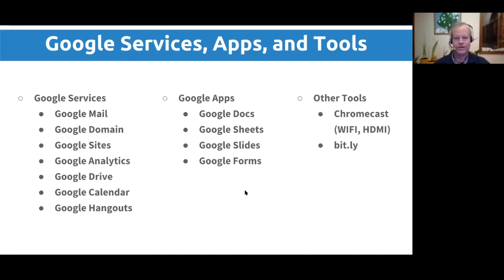And I'll touch briefly on other tools. Chromecast is a hardware device that you may find useful if you do presentations and you are at a place that has Wi-Fi and a projector that takes an HDMI input. This is a little device that, if you've got your presentations on your Google Drive, you can access them through your phone, cast them to this Chromecast device, and have them displayed on the projector. And Bitly is not a Google service, but it's an easy way to make very short, easy to remember links. So we use that sometimes too.